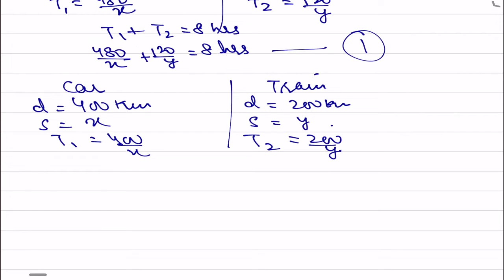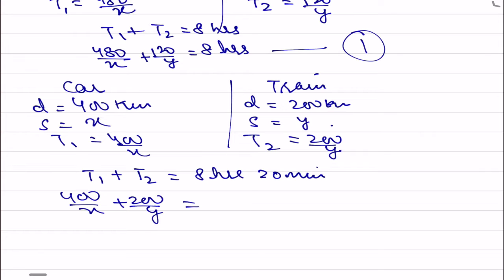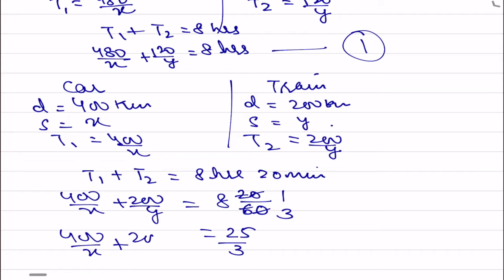So the total time is 20 minutes longer, in which earlier he was taking 8 hours. Now the total time is 8 hours 20 minutes. And we know how to convert minutes into hours. So 20 by 60 because 1 hour is equal to 60 minutes. So it is 25 by 3. So this is our second equation.